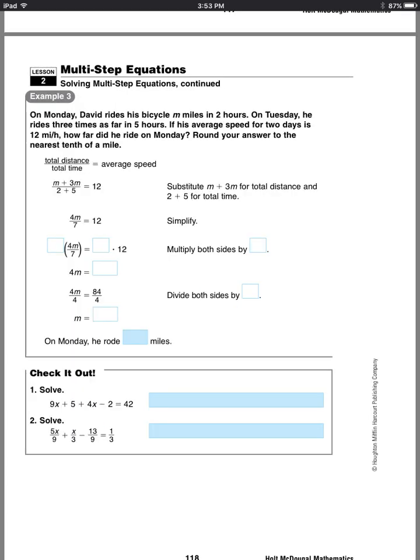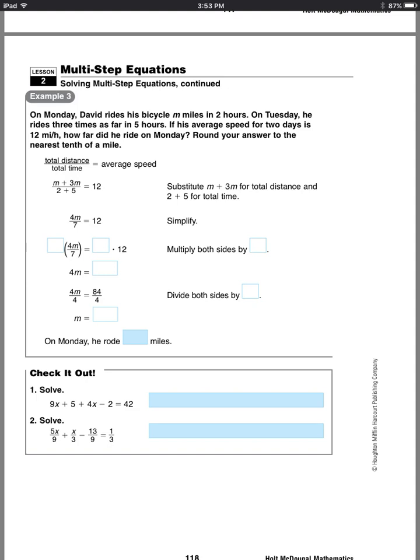On Monday, David rides his bicycle M miles in 2 hours. We don't know how many miles he went, okay? On Tuesday, he rides 3 times as far in 5 hours. If his average speed for the 2 days is 12 miles per hour, how far did he ride on Monday? Round your answer to the nearest tenth.